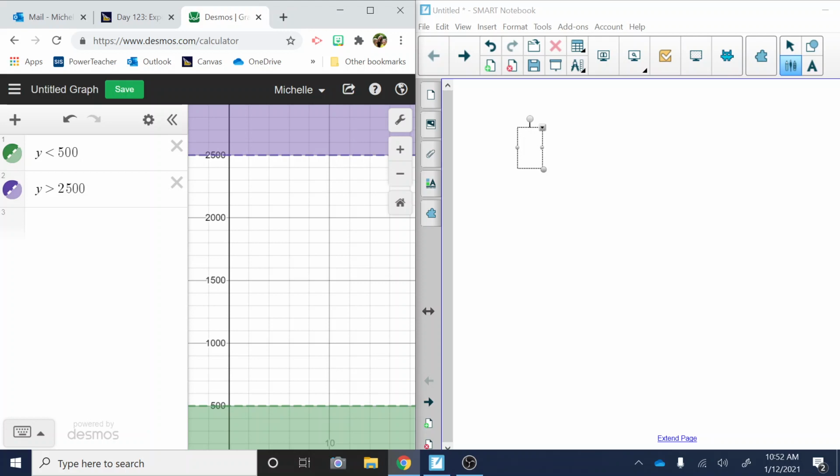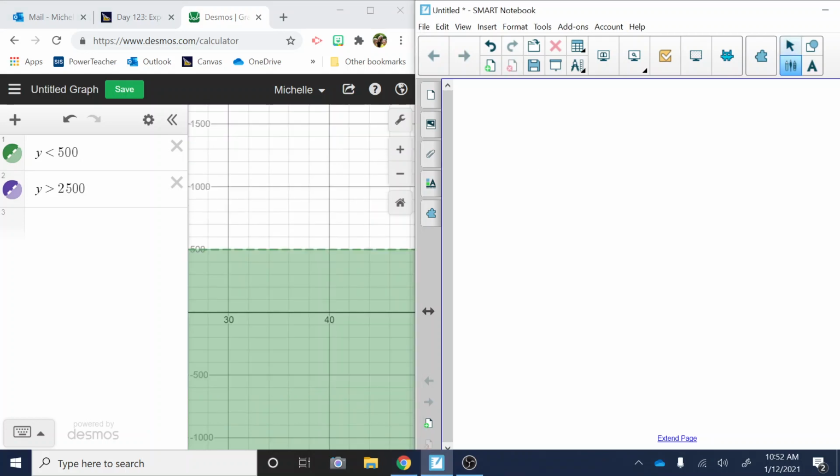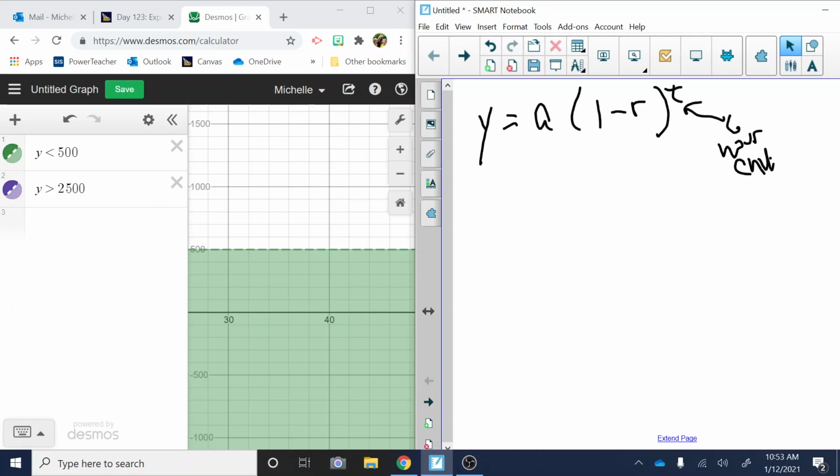Let me write down over here what our formula is that's going to come into play. We have medicine that decays, so we would be looking at something like Y equals A times (1 minus R) to the T. For T here, I'm thinking in 6-hour chunks. Sorry, that's sloppy.